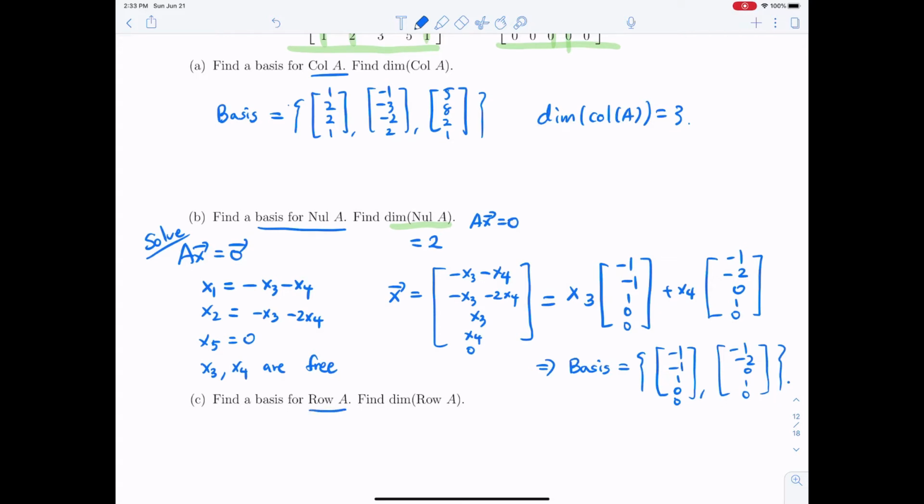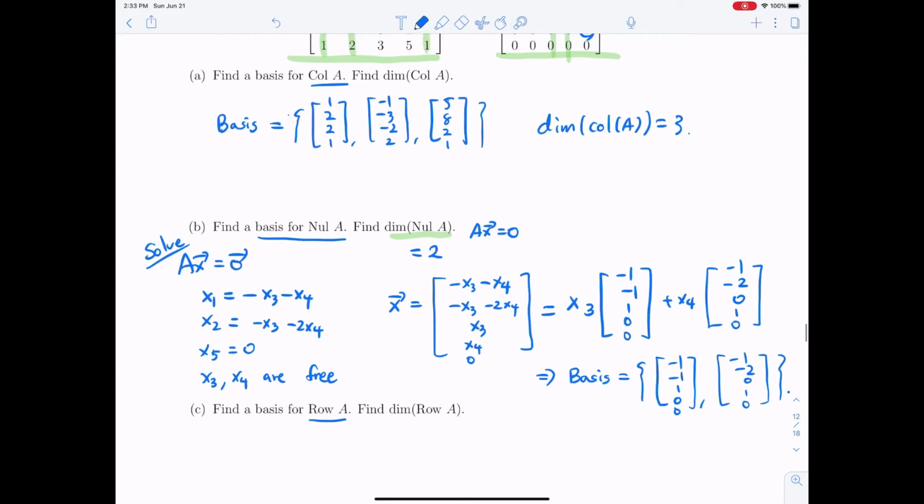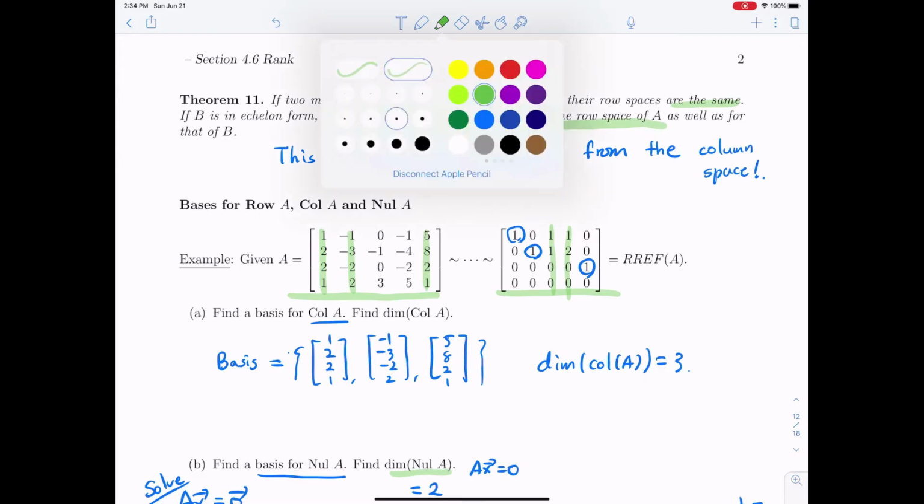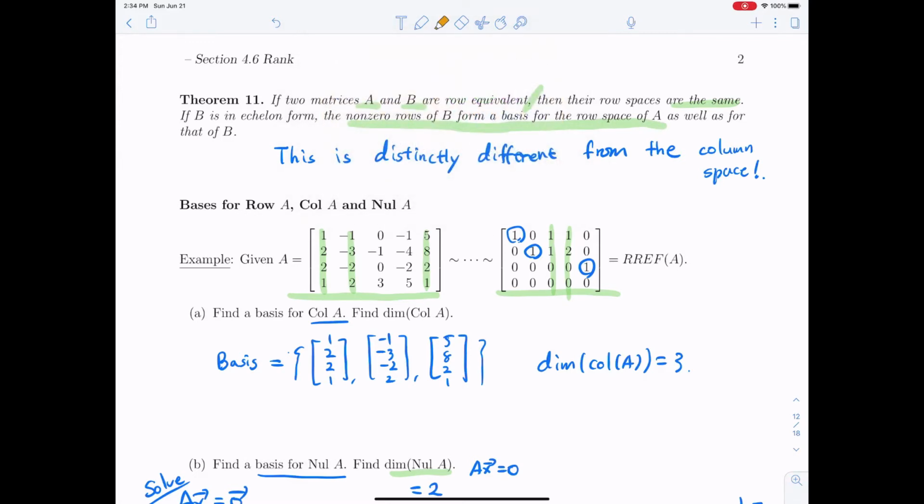And for the row space, if you apply the theorem above, the theorem says that the non-zero rows of B form a basis for the row space of A. So in this case, we have to choose the rows in the reduced row echelon form of A, which is given by here, here, and there.